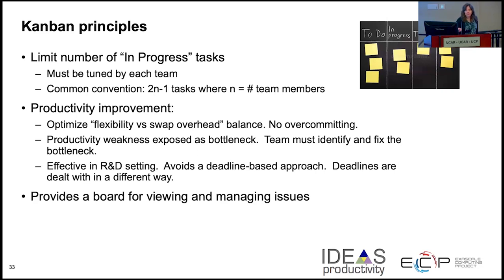The big thing again is you want to limit the number of in progress tasks, and a common convention is to use 2 times n-1, where n is the number of team members. But each team can look at this. One thing that this helps with is in an R&D setting, it avoids deadline approach, and you can handle those in a different way so that you can continually work on things without too much worry about that.